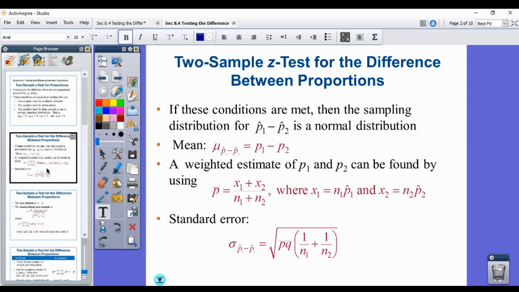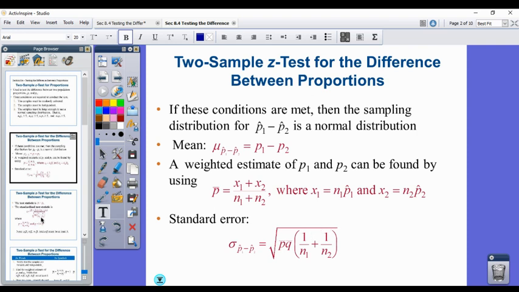So the first new formula that I want to draw your attention to is our weighted estimate, which is shown here, represented by P bar. And we are going to use P bar to determine what Q bar is. So the relationship between P and Q is still the same. P plus Q has to equal 1. So if you know P bar, you can then find the Q bar.